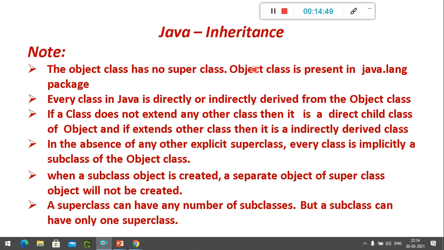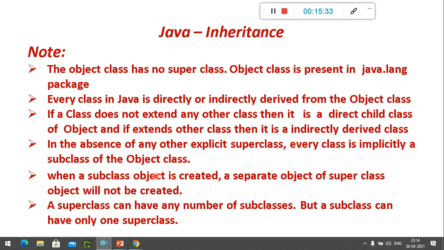Now we see some of the important points to be noted while using inheritance. The Object class has no superclass. The Object class is present in the java.lang package. Every class in Java is directly or indirectly derived from the Object class. If a class does not extend any other class, then it is a direct child class of Object. And if it extends another class, then it is an indirectly derived class. In the absence of any other explicit superclass, every class is implicitly a subclass of the Object class.